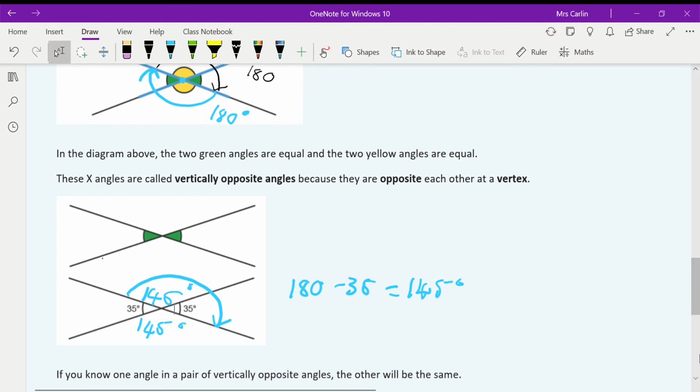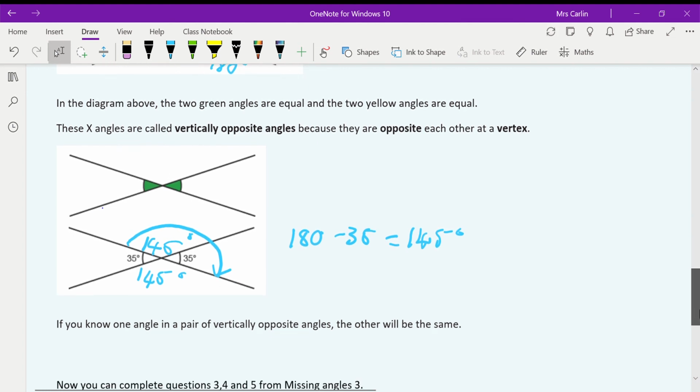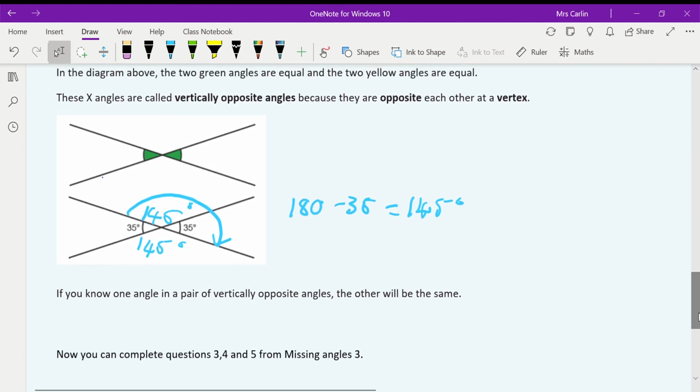So if you know one angle in a pair of vertically opposite angles, the other will be the same, and then you can use your knowledge of your basic angle facts to help you find out the other remaining angles. Now, you should be able to complete questions 3, 4 and 5 from the Missing Angles 3 worksheet. Remember that your teachers are on hand to answer any questions that you may have. Remember, you can show the work in the way that you like, as long as you're showing working for us.